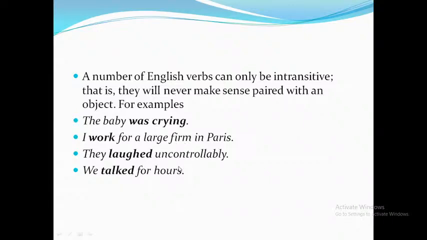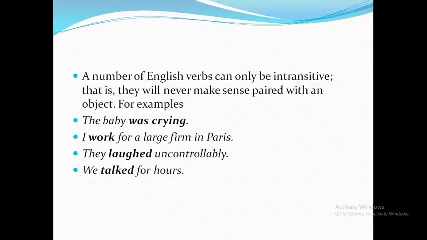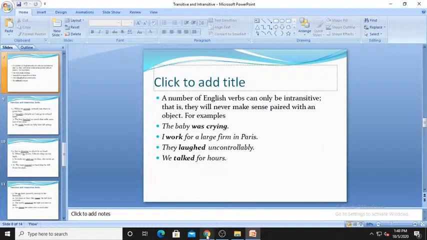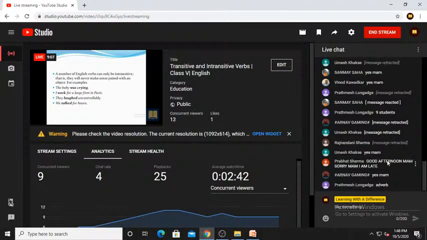My dear children, now you understood the difference between transitive and intransitive verbs. If you have understood, you just write down yes ma'am. If you have any doubts, you just write your doubts now. I will explain it again, and after that I will take a very small and sweet test. Okay, so get ready, let me check your chat. Those who have doubts, you just write down.